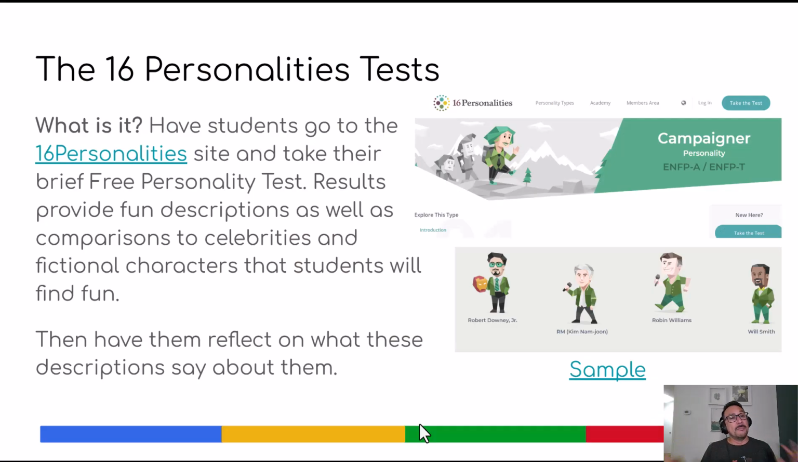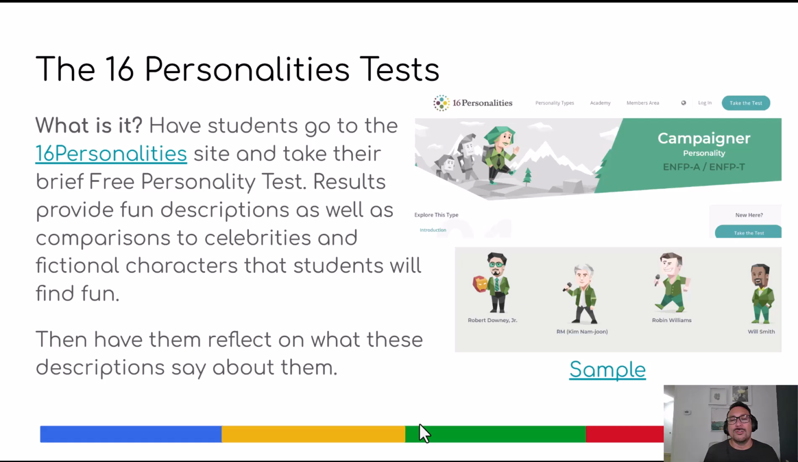So if you're not familiar with the 16 personalities test, it's hyperlinked there, and what it does is it's sort of a survey. Students answer a few very brief questions, and then it gives them a detailed rundown of what their personality is like based on those answers. They can go back and retake it if they don't find them to be accurate.